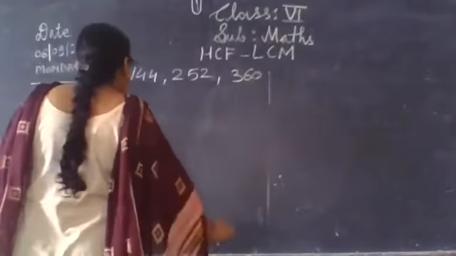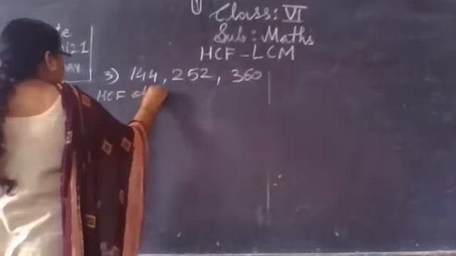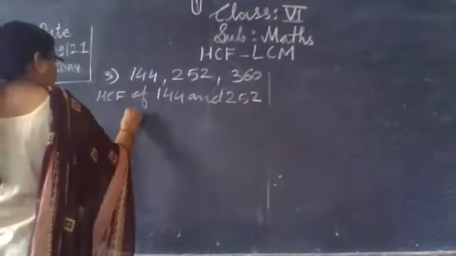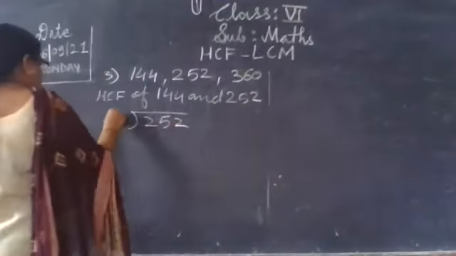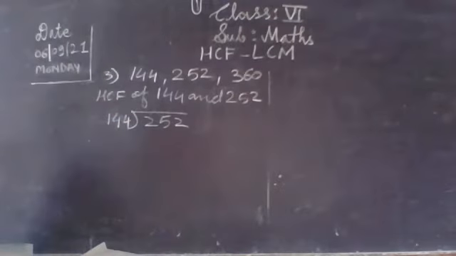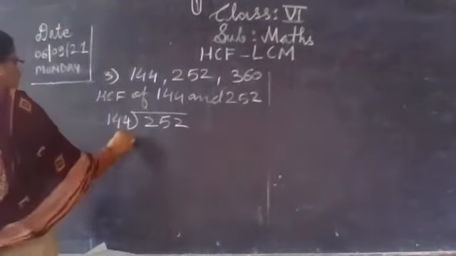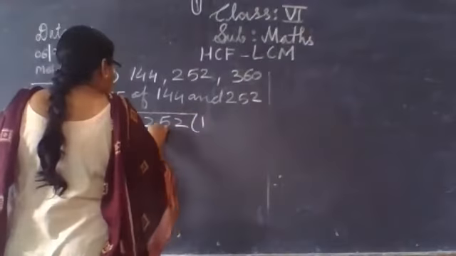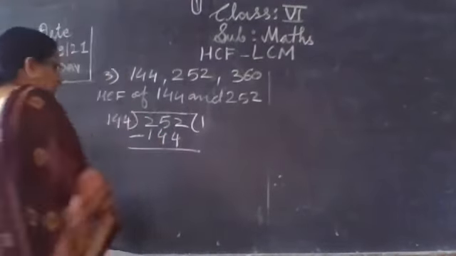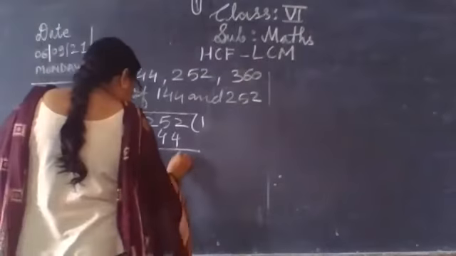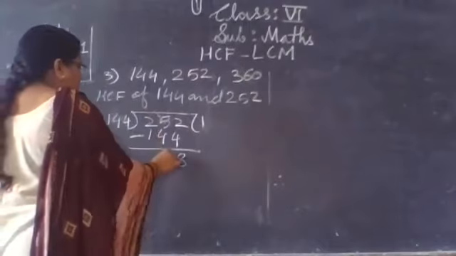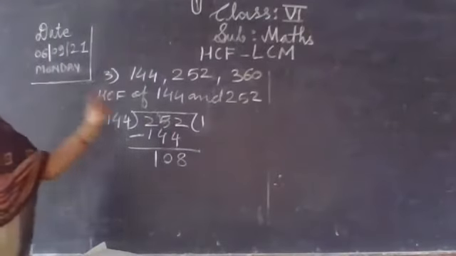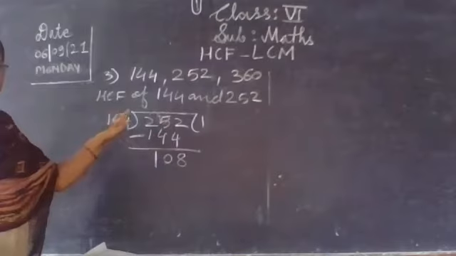So first write the HCF of 144 and 252. 144 twos are 288, so we will take 144 ones are 144. Subtract: 12 minus 4, 8. It becomes 4, and 4 minus 4, 0, and 2 minus 1, 1. So it is 108. Now this time, this remainder becomes the divisor and the first divisor becomes the dividend.